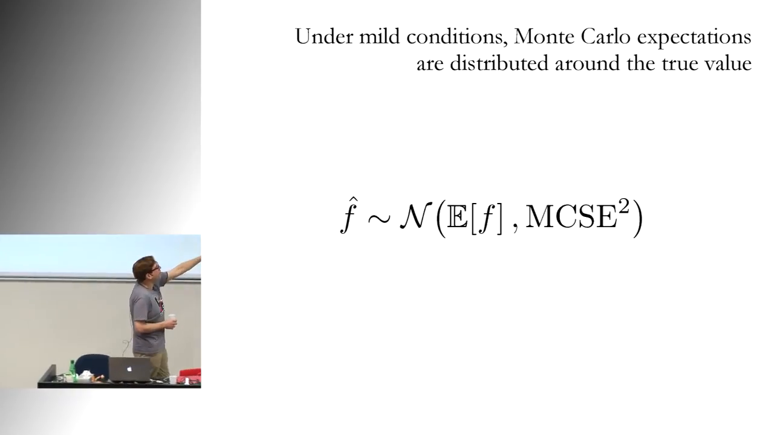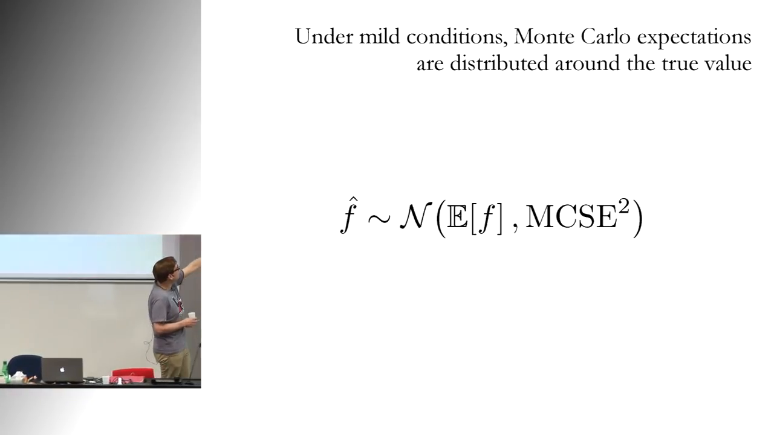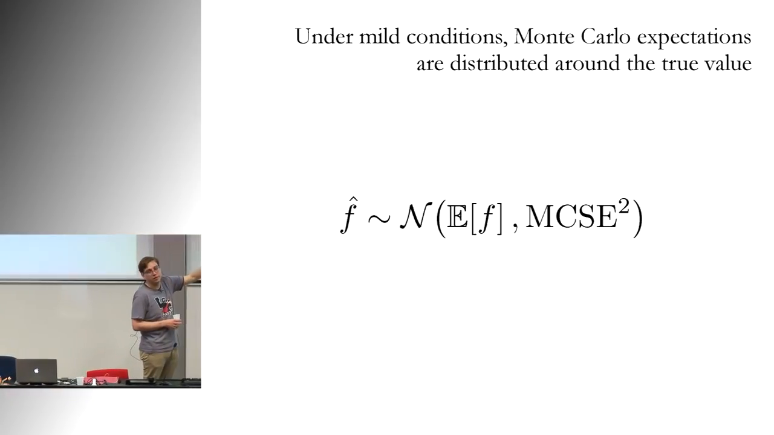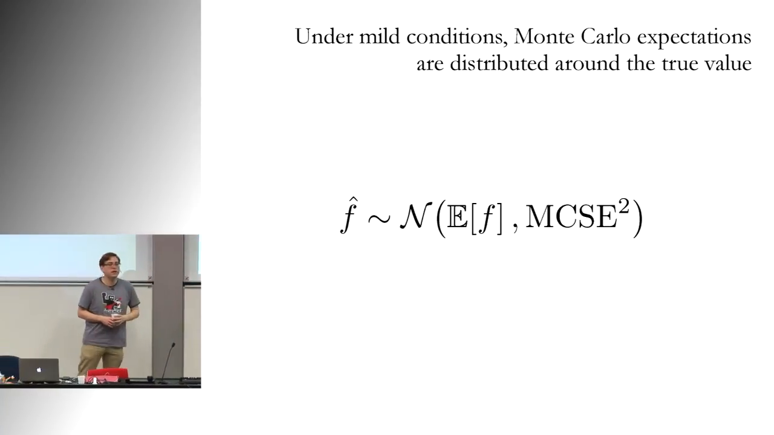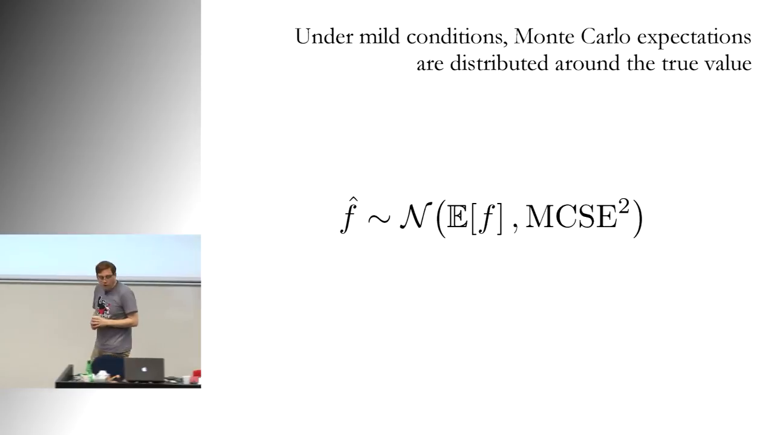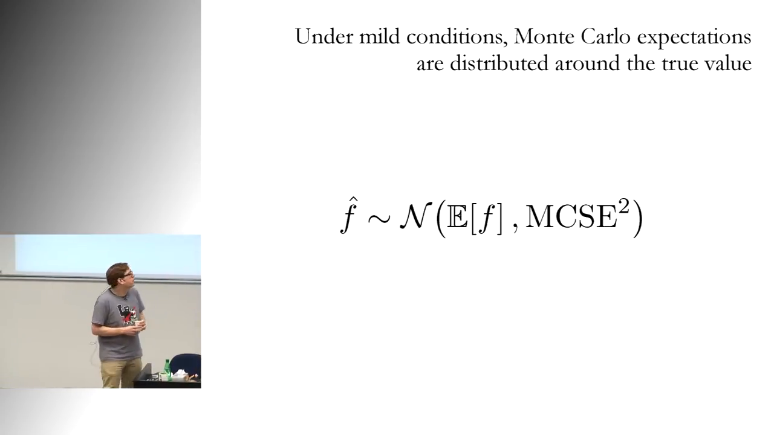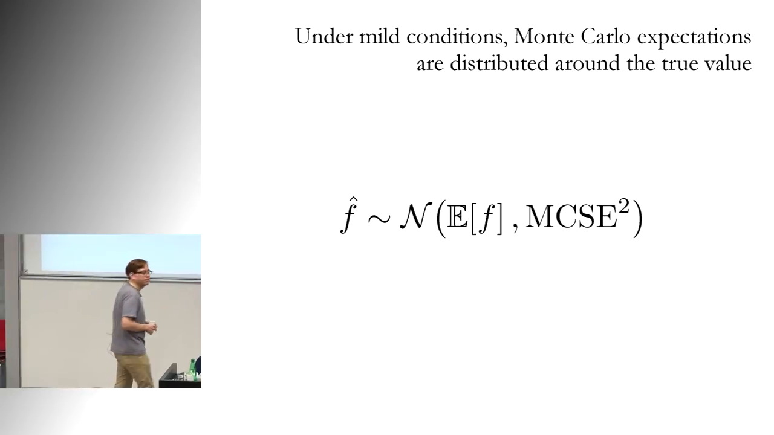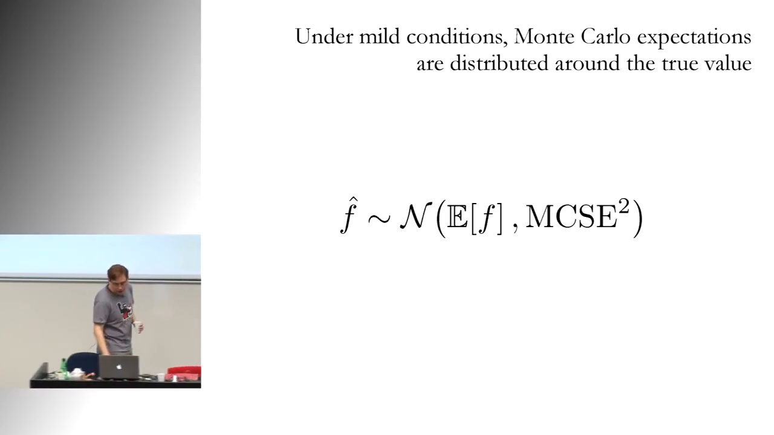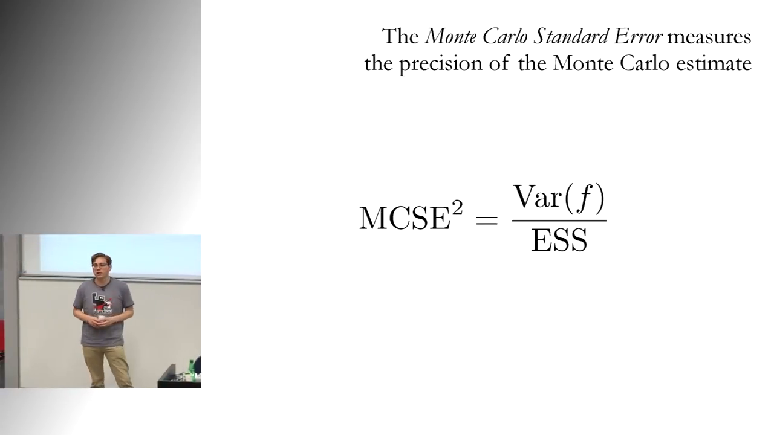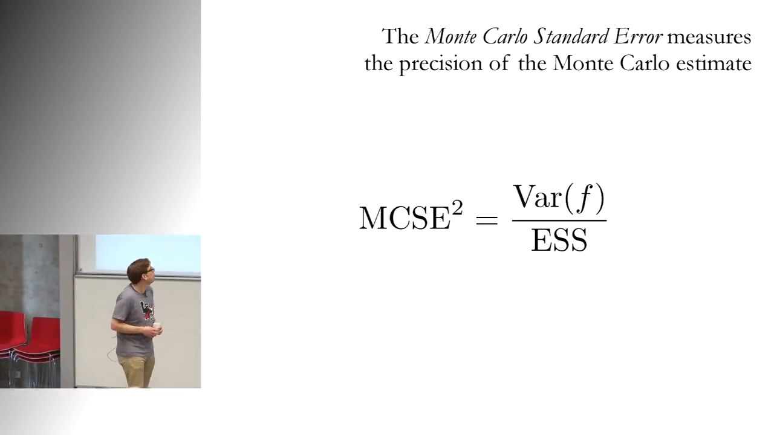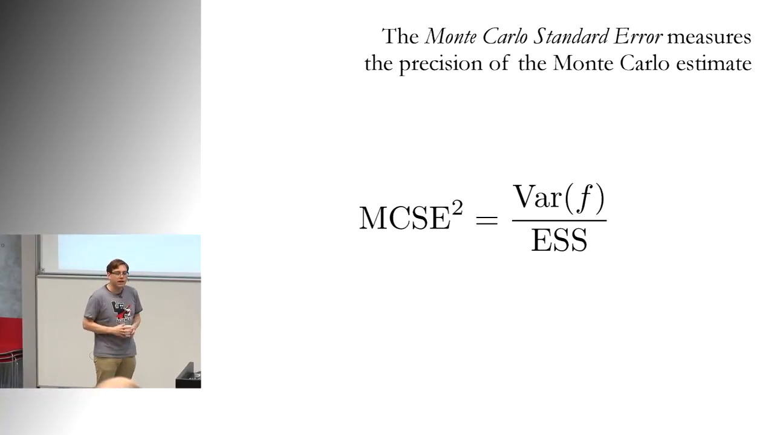The estimator for F converges to the true expectation, so it's unbiased. And then its variance is given by something called the Monte Carlo Standard Error. So the bias is not something we're particularly interested in. In practice, what we have to be careful about is computing the Monte Carlo Standard Error. Now that is given by the true variance of the function we're taking the expectation of, divided by something called the effective sample size.